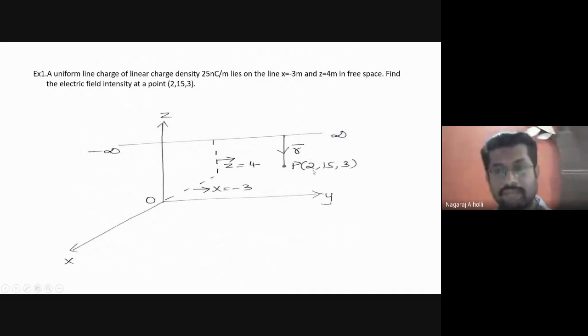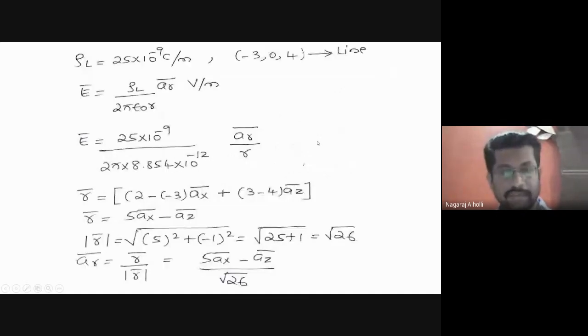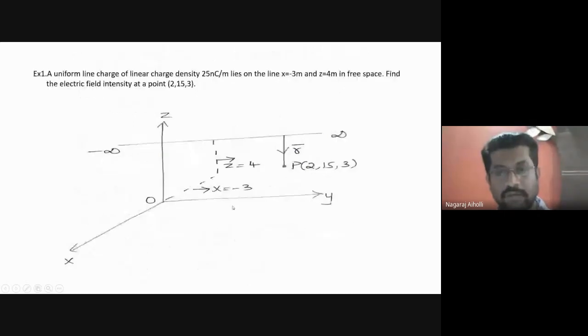It is 2 minus of, at the point P we are finding the electric field intensity, that is our destination. 2 minus of minus 3 into AX bar, plus what about the y coordinate? This is an important concept here. This infinite line charge is lying parallel to the y axis, in between the range minus infinity to plus infinity, right?